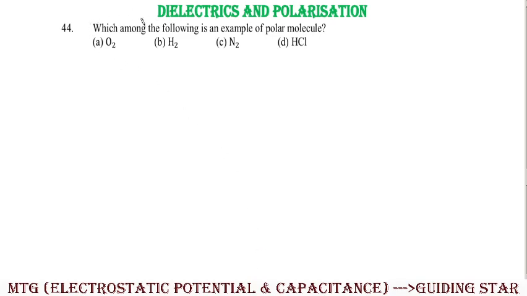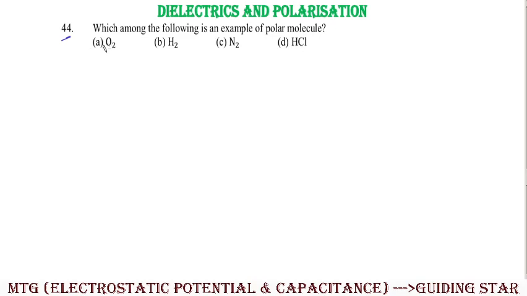So, the first question in the MTG Fingertips book from this topic, that is question number 44. Which of the following is an example of a polar molecule? O2, H2, N2, and HCl. So, oxygen, hydrogen, nitrogen are given, and another one is hydrochloric acid.